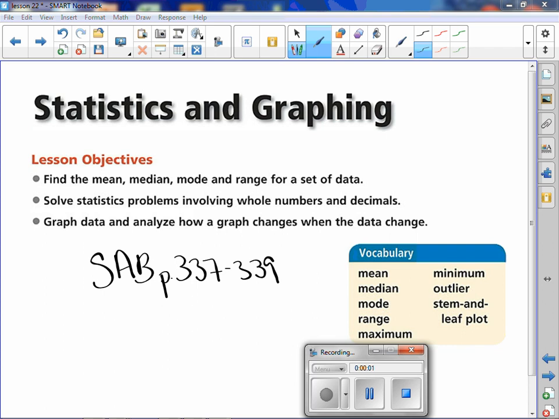Hi guys, today we're working on statistics and graphing. We're going to be talking about mean, median, mode, and range for data, and then solving some problems based on that. So we'll be looking at some graphing.